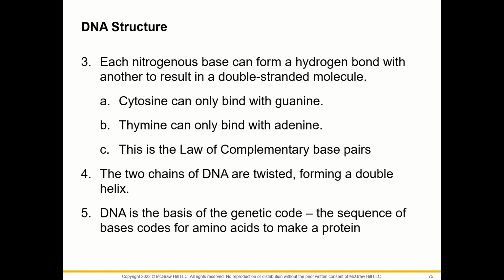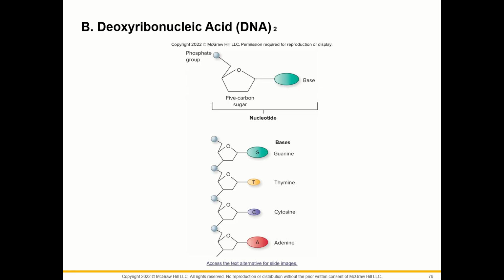The two chains of DNA twist, and this forms a double helix, and DNA is the basis of the genetic code. The sequence of bases codes for amino acids to make a protein, more specifically a polypeptide chain. And then the hydrogen bonds and polarity of those amino acids are what fold and bend the protein into the secondary and tertiary structures.